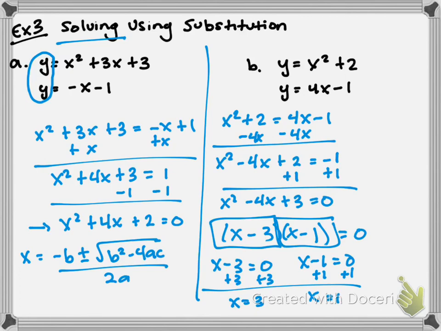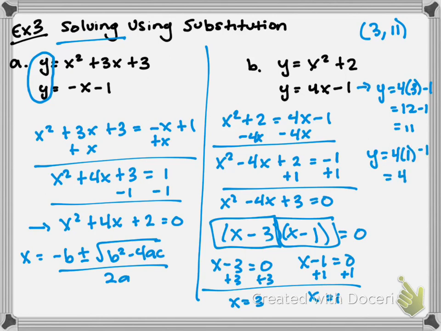All right, so now what do we do with those? All right, plug them in to our equation. So let's go up here. Y equals 4 times x, when x is 3 minus 1. So 12 minus 1 is 11. So one of our solutions here is 3, 11. And the other one, y equals 4 times 1 minus 1, is 4 minus 1, which is 3. So our other solution is 1, 3.